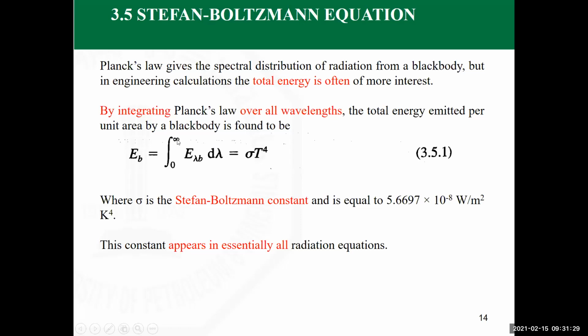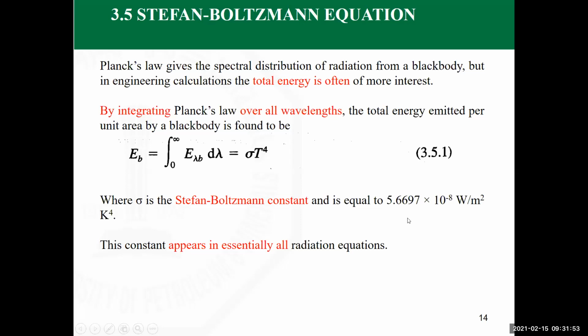The same thing if it's greater than 1000, there's no thermal radiation. But to make the integration easier, we're going to make it from 0 to infinity. And doing that, it will result in sigma T to the power of 4. Sigma is the Stefan-Boltzmann law constant, and T is absolute temperature raised to the power of 4.